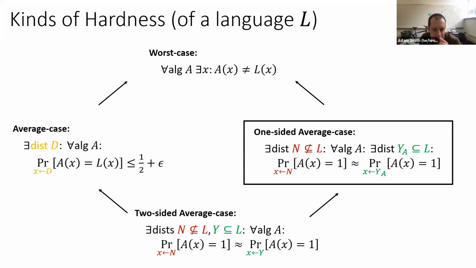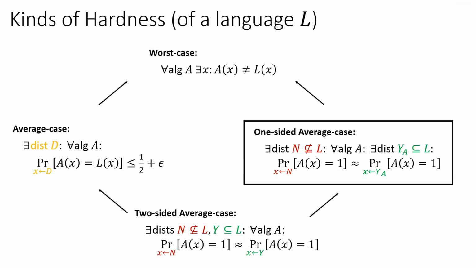How much weaker is this one-sided average case than the regular average case notion on the left-hand side? You're saying it's incomparable? As far as we can tell, we can't find any relations. I see, because on the left, you want the D to be sampleable. So with that, I don't know what to do.